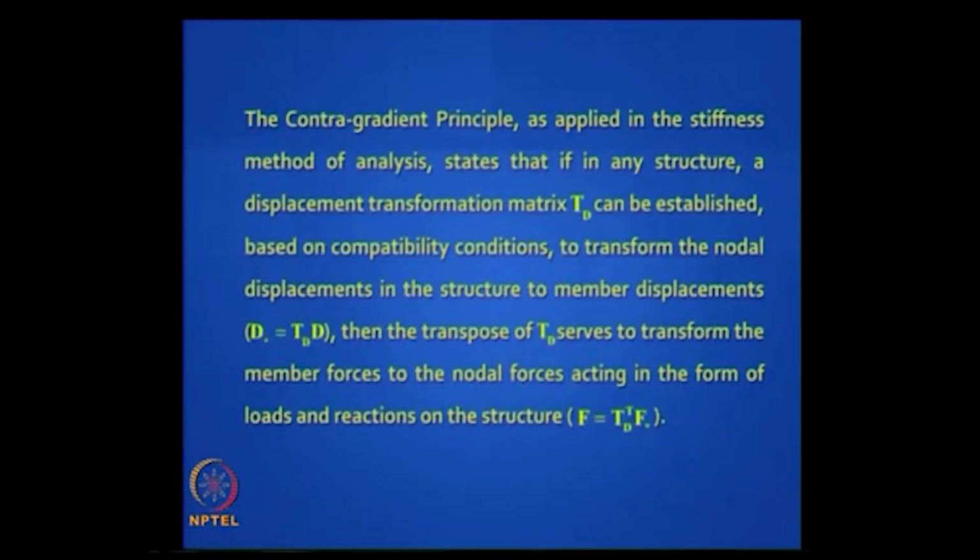The contragradient principle as applied in the stiffness method of analysis states that if in any structure a displacement transformation matrix TD can be established based on compatibility conditions to transform the nodal displacements in the structure to member displacements d star equal to TD d, then the transpose of TD serves to transform the member forces to the nodal forces acting in the form of loads and reactions on the structure. F is equal to TD transpose F star. Okay.